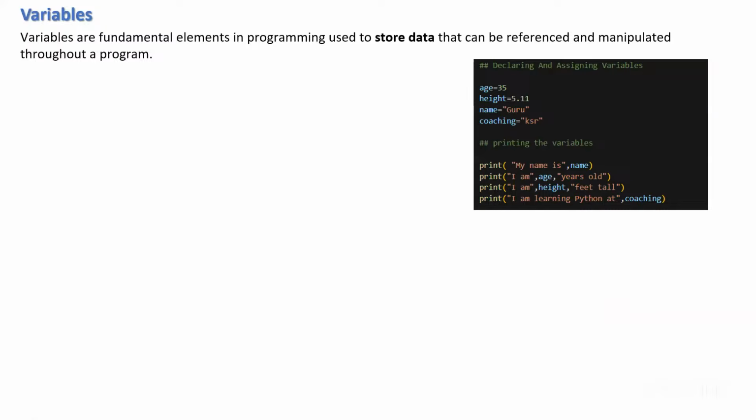Now, you can see here we are declaring and assigning values. I say age equal to 35, height equal to 5.11, name is equal to something, coaching is equal to this. And I'm printing my variables along with my static values. Today age might be 35, tomorrow it might be 36. Today the name is Guru, another person can come, Krishna. Whatever we want, we assign, and that information will be stored inside the variable.